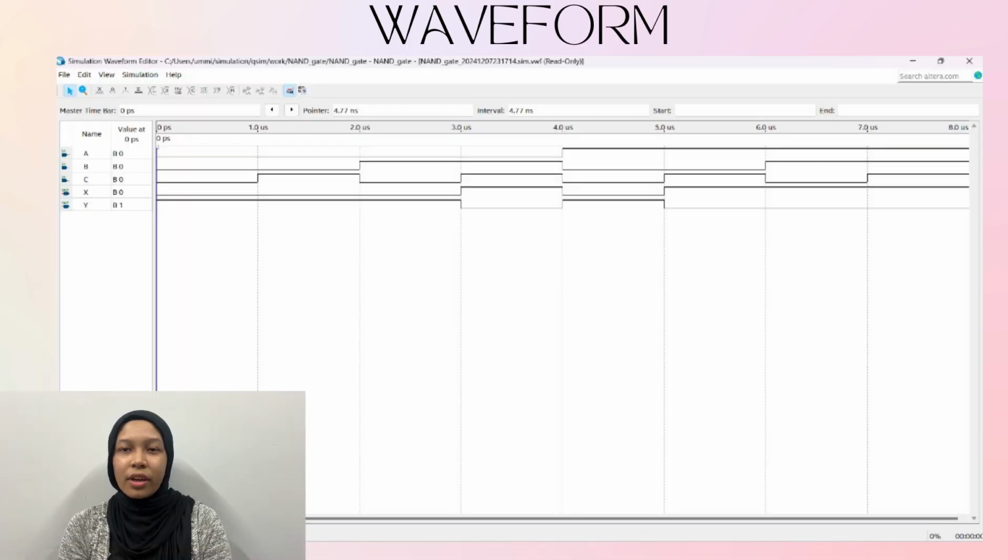In the same software, we create its waveform. The waveform of the NAND logic circuit is the same as the basic logic circuit because the output of the two logic circuits is the same.